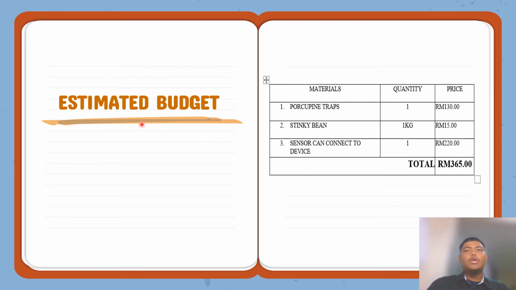Alright, next we go to the estimated budget. This is the cost of one porcupine trap. The porcupine trap is usually 130 ringgit, and the stinky bean for 1 kilogram is 15 ringgit, and the most expensive is the sensor that can connect to the device, which is 220 ringgit, and the total is 365 ringgit. Alright, let's go to the next slide.